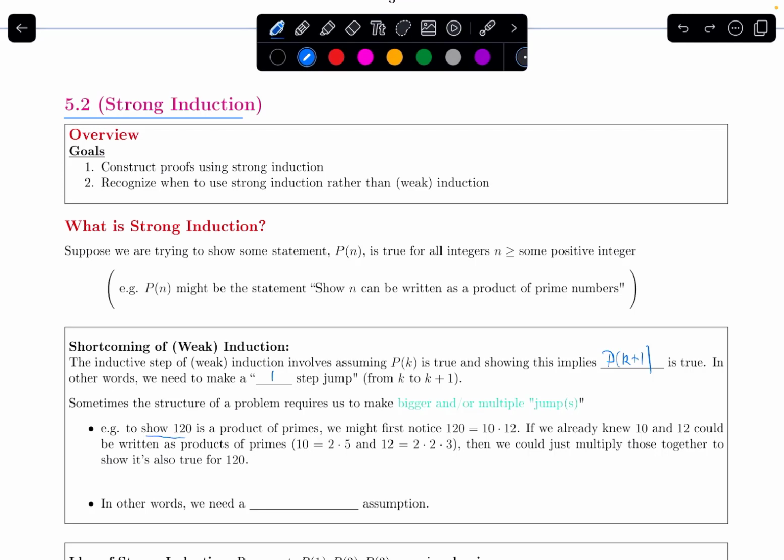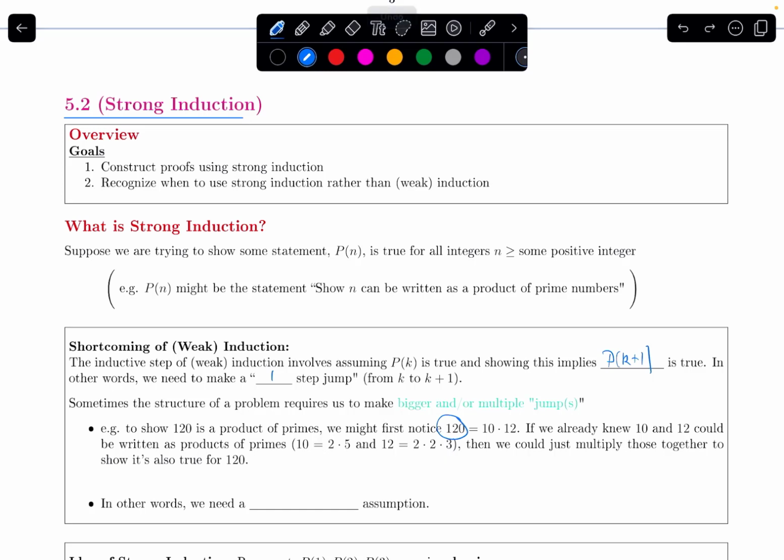If I'm trying to show something like 120 is a product of primes, one of the things I might notice is 120 is 10 times 12. And if I already knew that 10 and 12 could be written as products of primes, because 10 is 2 times 5, and those are both prime, and 12 is 2 times 2 times 3, and those are now all primes, well, I could just multiply these two equations together, and then I'd get 120 equals these primes times these primes. So that would show 120 is a product of primes.